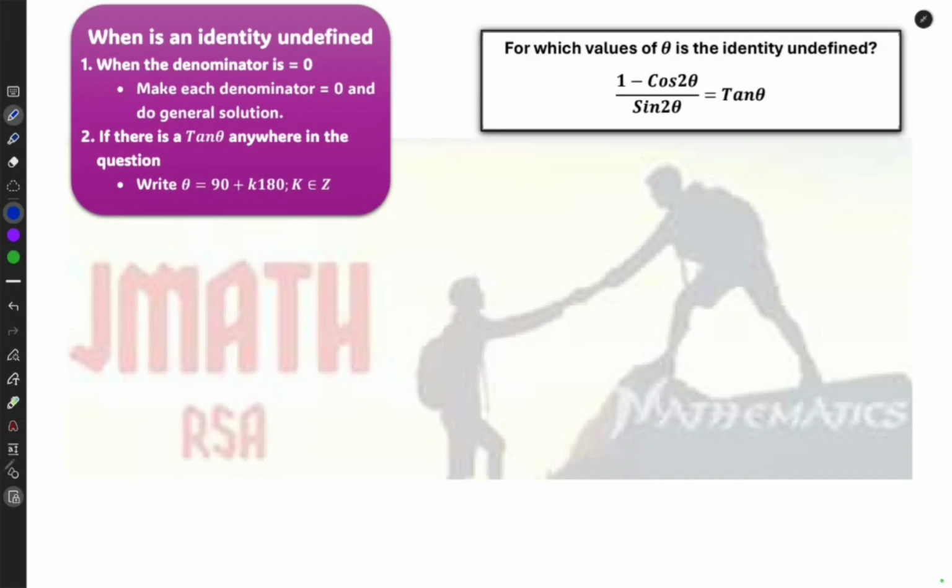In this video, we will discuss when an identity is undefined. Now, there's only two cases where that happens, and that is if you divide by a zero. That rule has been present from the moment you started learning about dividing in primary school. You can never divide by a zero.